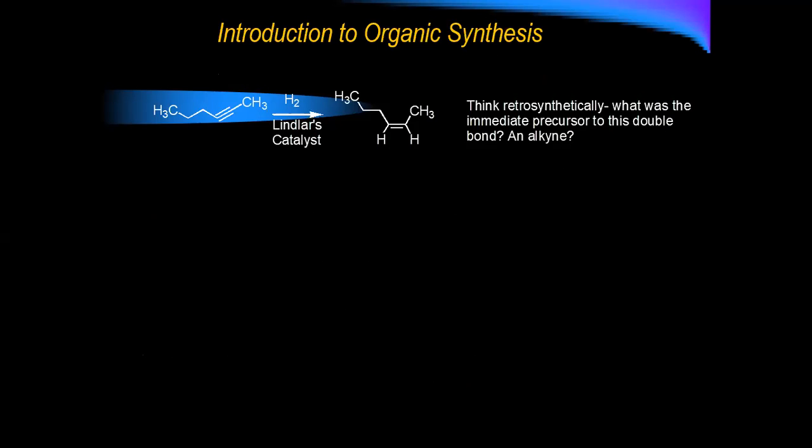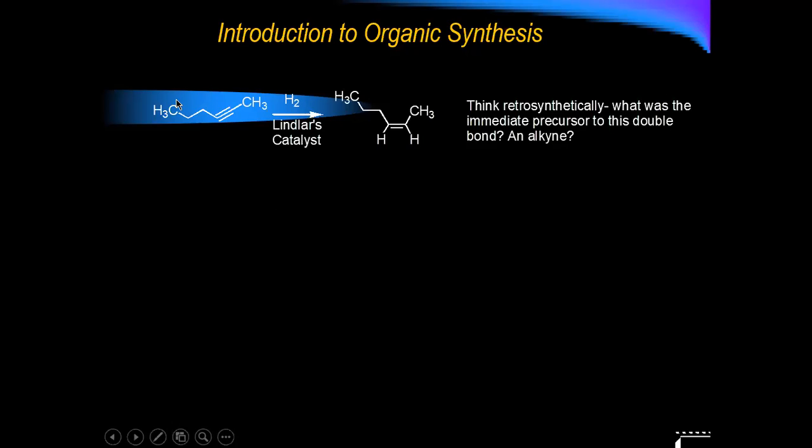What molecule came right before my product, right? So if you look at the screen, you can see that if I take a triple bond like this one, right, and hydrogenate it with Lindlar's catalyst, I can get a cis alkene from that, right? Now the question is, where did this come from, right?